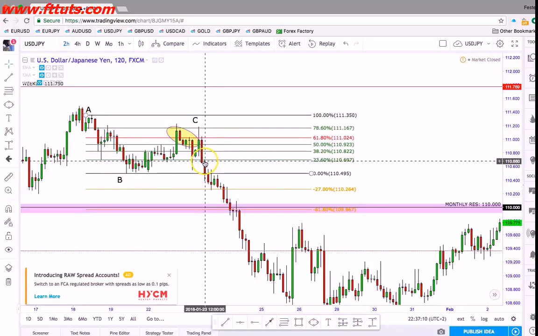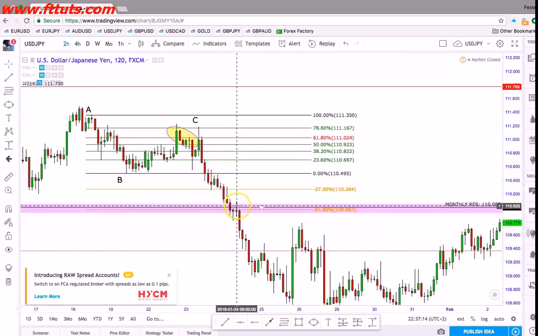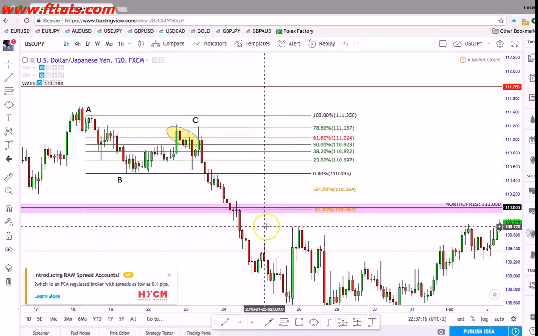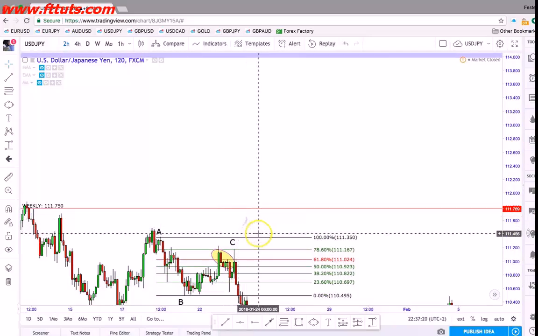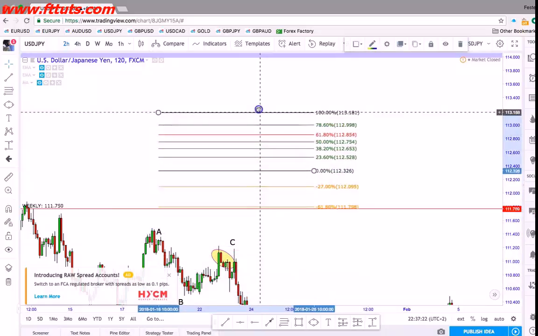And if you entered here, you would have literally had zero drawdown because the market just came tumbling down after that. So to go over the Fibonacci levels again with you, let me just move this up here.